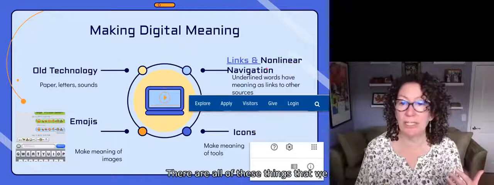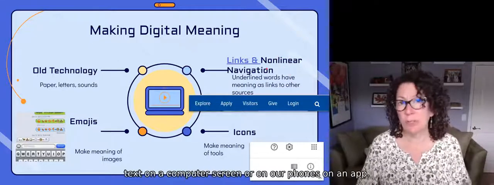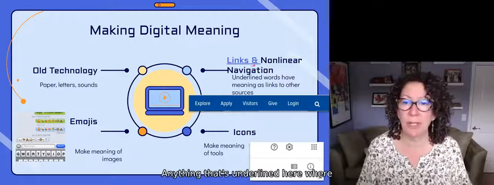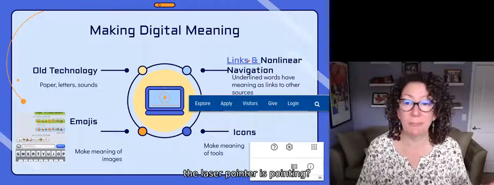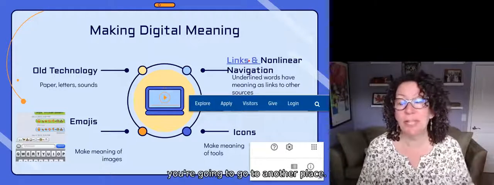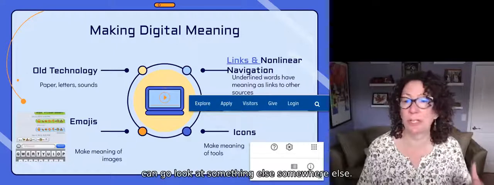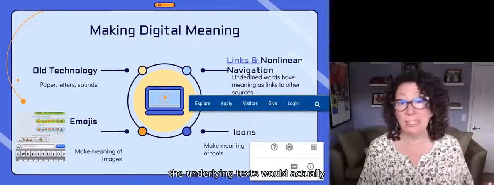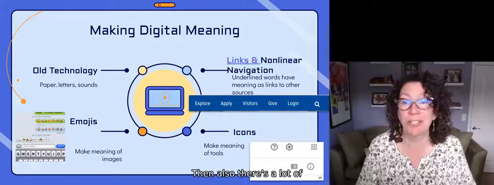Newer technology is kind of over here. There are all of these things that we need to understand when we're looking at text on a computer screen or on our phones on an app. And one is that anything that's underlined, like here where the laser pointer is pointing, that means if you click that, you're going to go to another place. It's like being transported. You go from here and you can go look at something else somewhere else. And it didn't used to be that underlined text would actually take you to a different location.